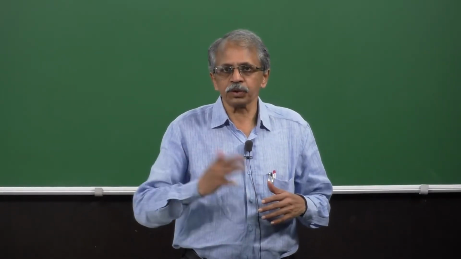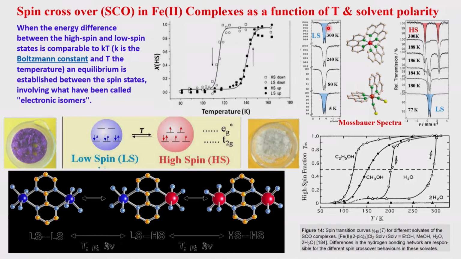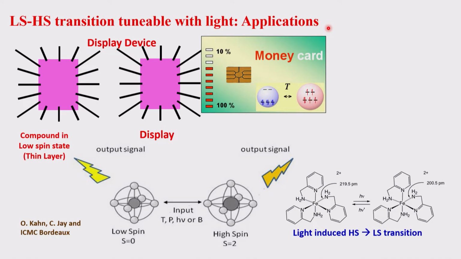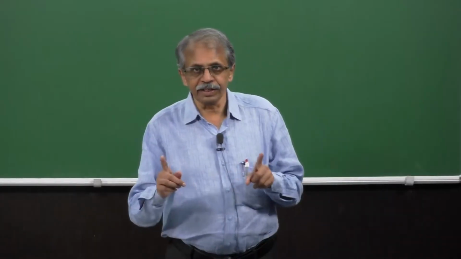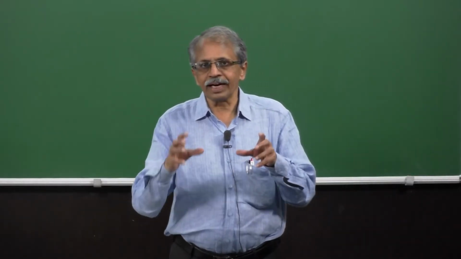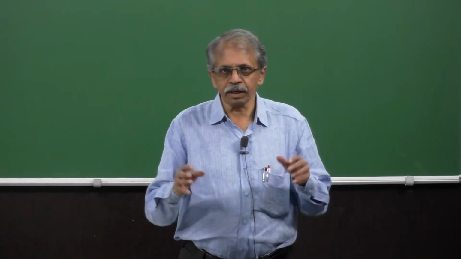So that means you can switch over the spin basically from low to high or high to low, and that is what is spin crossover we have looked at. And the spin crossover has an influence in having applications, the one which you routinely see for these swiping cards, etc. Then we looked at another important aspect when you have two paramagnets connected in a molecule, even in a single molecule, through different ligands as a bridge between them.